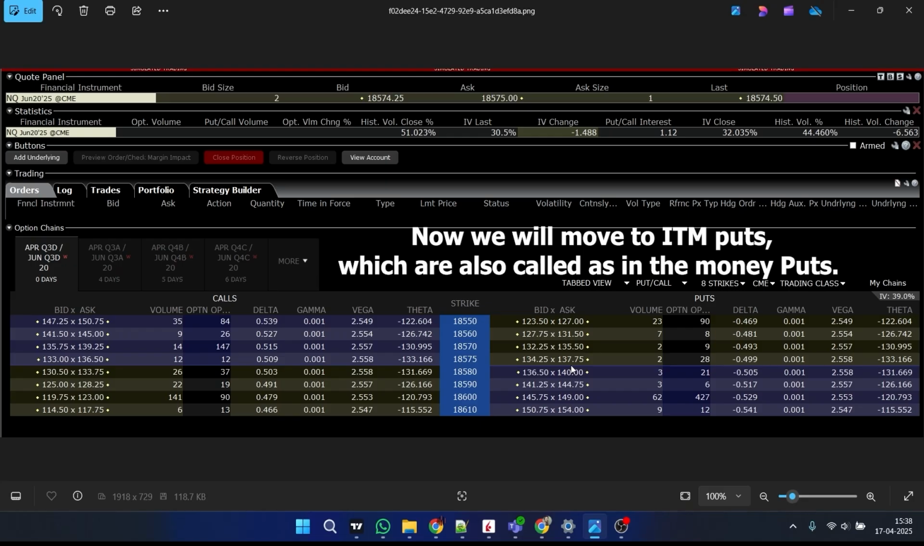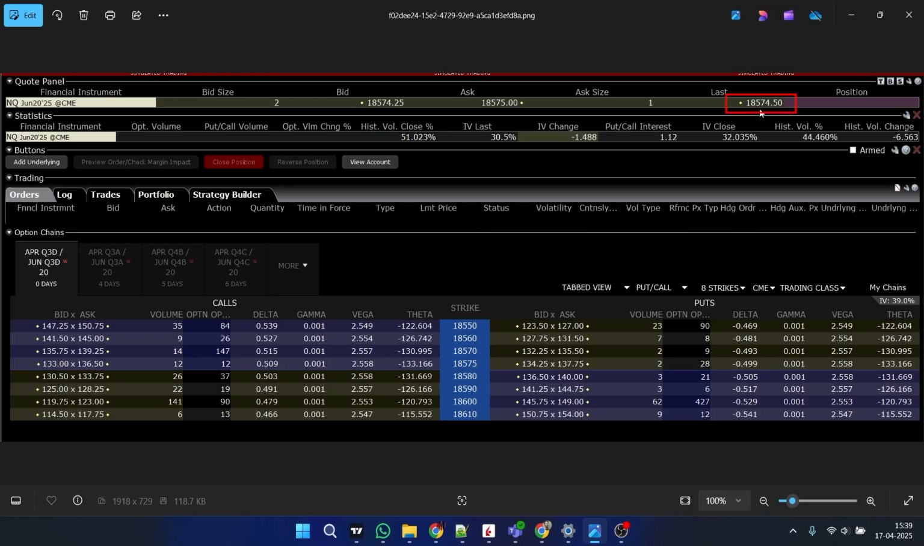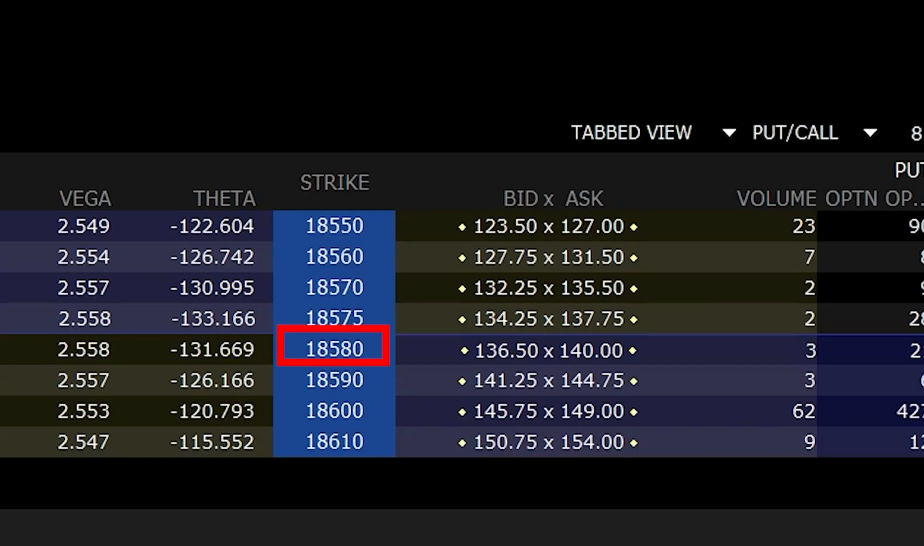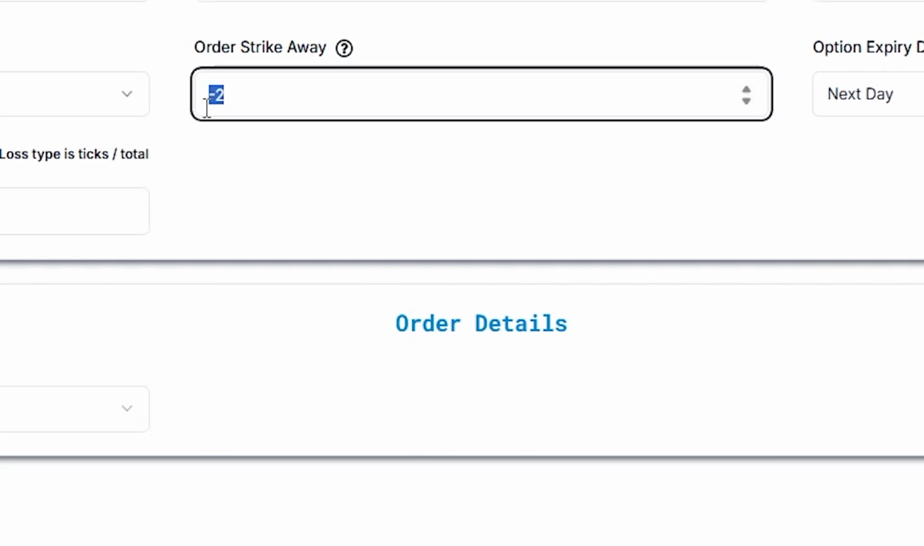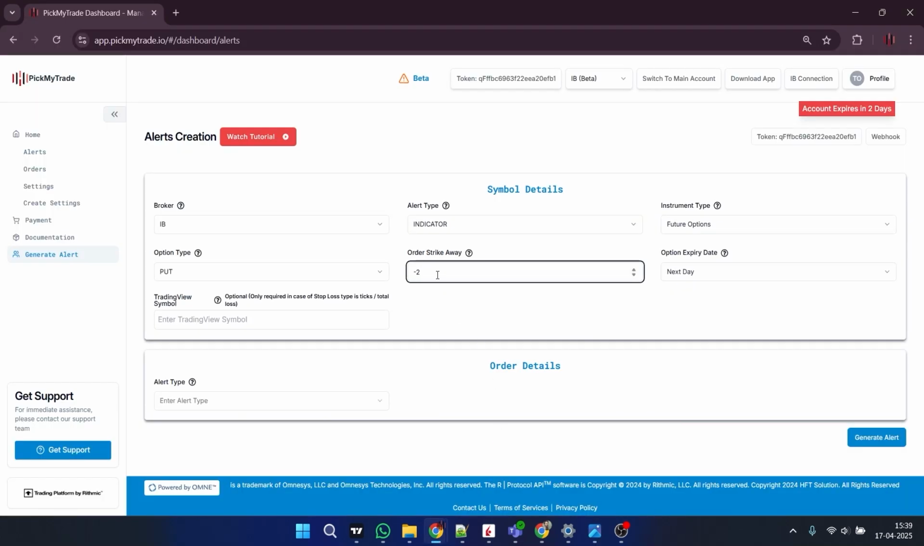Now we will move to ITM puts, which are also called in the money puts. It is the opposite of ITM calls, as the strike price is above the market price. So here my market price is 18,574.50. Then the strike price for my trade will be from 18,575 to 18,610. So if I want the strike price to be at 18,580, then in PickMyTrade, I will put here -1. Here if I want strike price to be 18,590, then I will put -2.